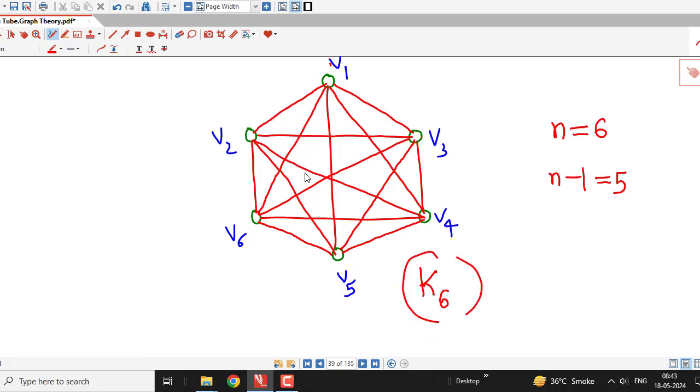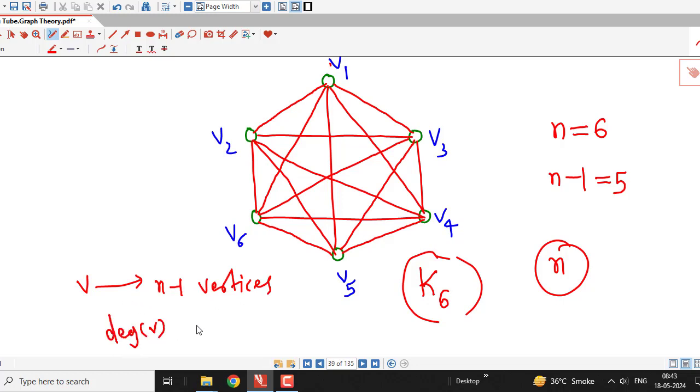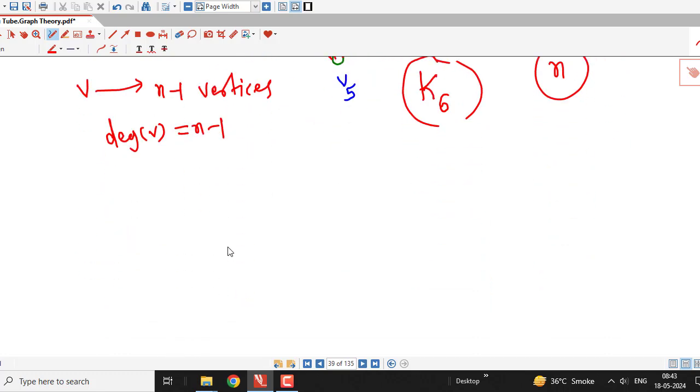So in this way you can draw a complete graph on n vertices. You have to take care that every vertex is joined with the remaining n minus 1 vertices by an edge. That means the degree of every vertex is n minus 1 if there are n vertices in a graph.